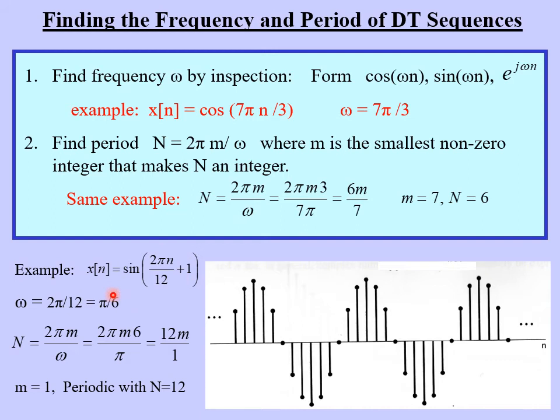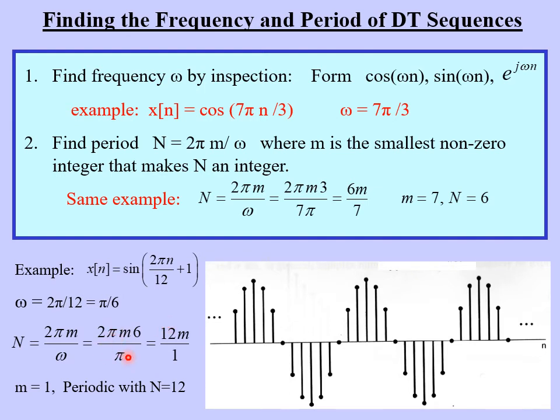Here's another example. x of n is equal to sine of 2 pi n over 12 plus 1. Let's do this again. First of all, let's find the omega. Remember, the omega is whatever is multiplying n. That's the 2 pi over 12, which we can simplify to pi over 6. Now, to find the period, N, we have to set it equal to 2 pi m over omega, where omega is pi over 6, so I'm going to plug that in. Here's the pi. I put the 6 up here. This 6 and that 2 multiply together to get 12.